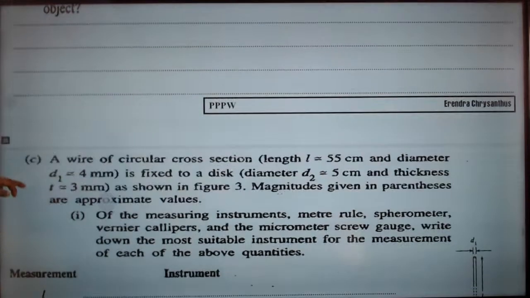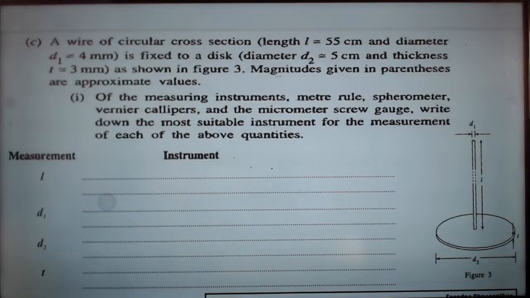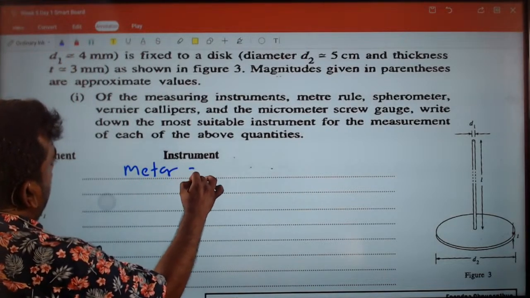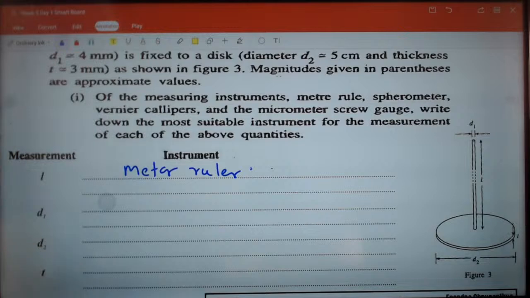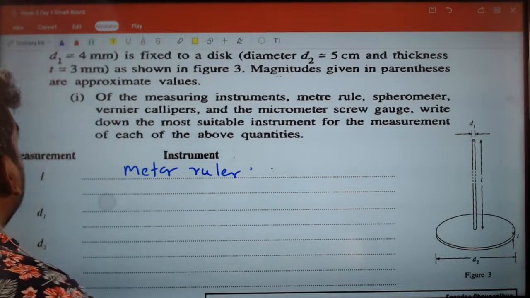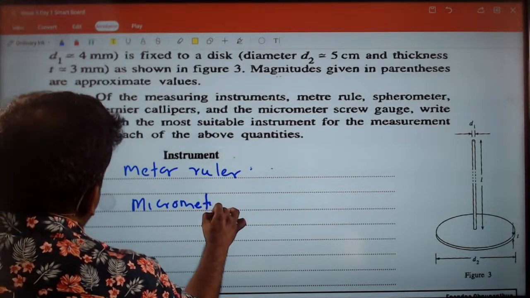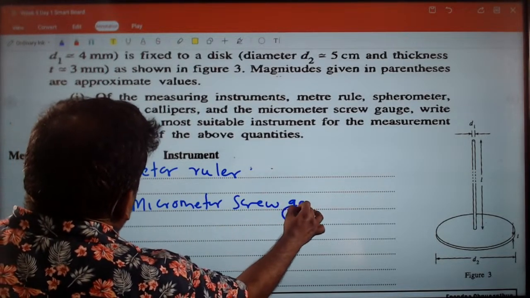A wire of circular cross section, length L 55, diameter D1 4 mm, is fixed to a disc of diameter D2 5 and thickness T equal 3. Magnitudes are given in parenthesis. What are the measuring instruments? L 55 means a meter ruler. D1 is 4 mm, so micrometer screw gauge. Micrometer screw gauge is good.